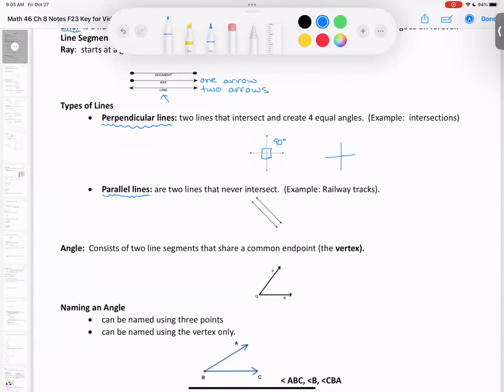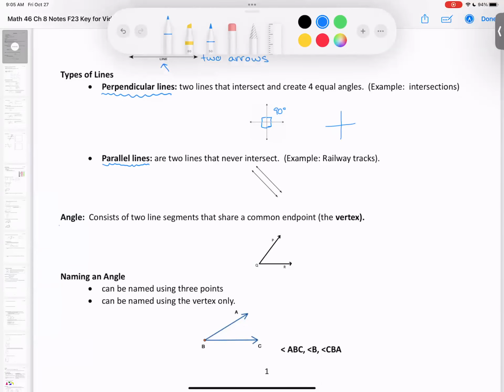So they never intersect. An angle is going to be two line segments, or I suppose two rays, that are going to share a common endpoint. So this is our angle here. We would call that angle Q. And Q has a special word. That endpoint is called the vertex.